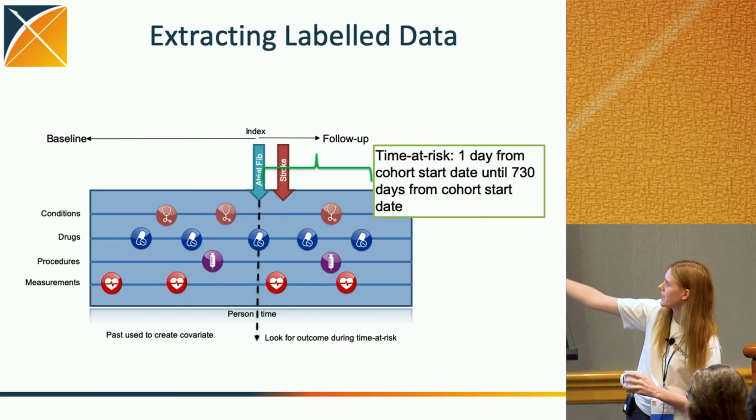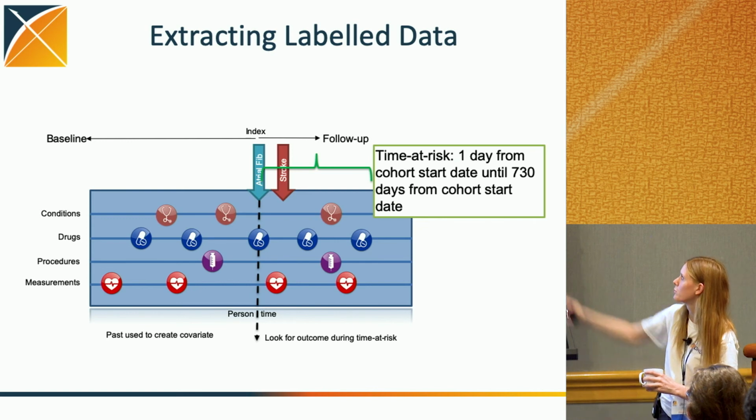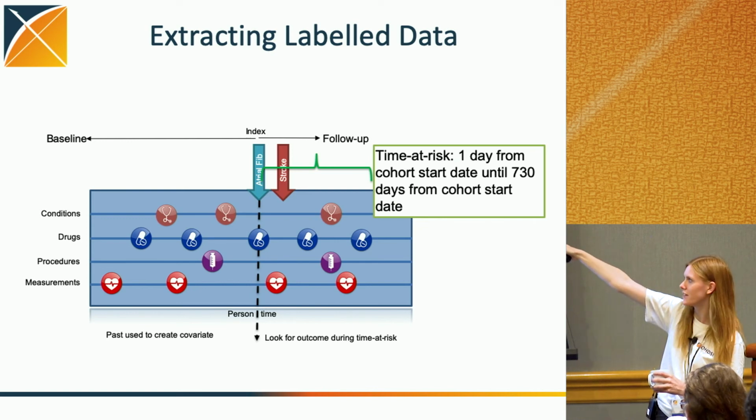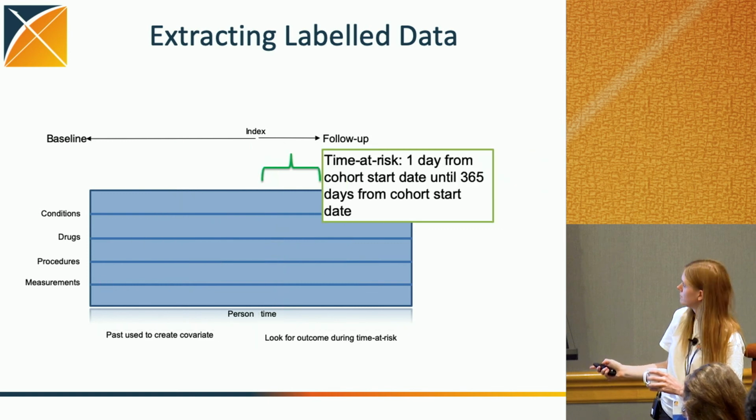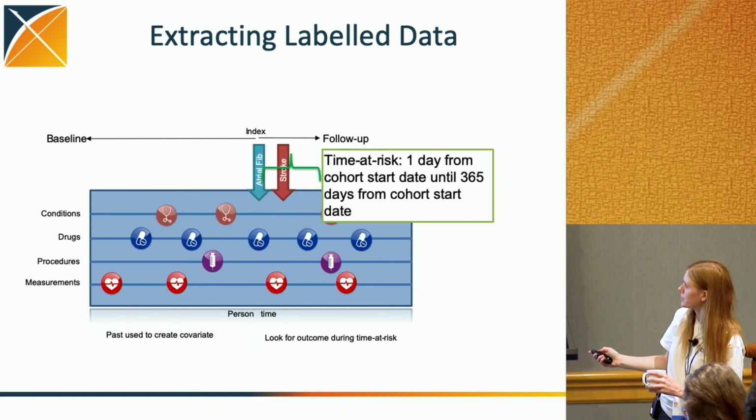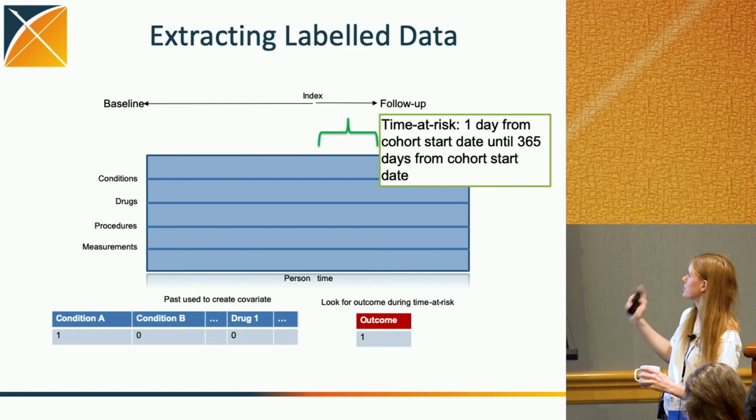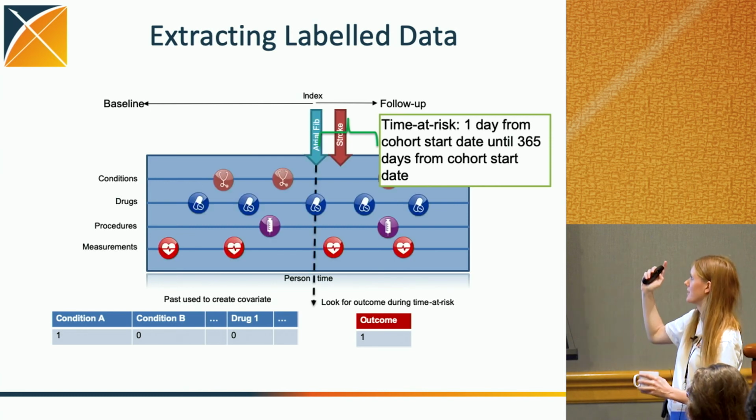So in this case, it definitely fits that they actually have the stroke within the 2 years. So they're definitely going to be labeled as someone who has the stroke during the time at risk. And then if we do it with 1 year, we get the same. So that basically means, right.